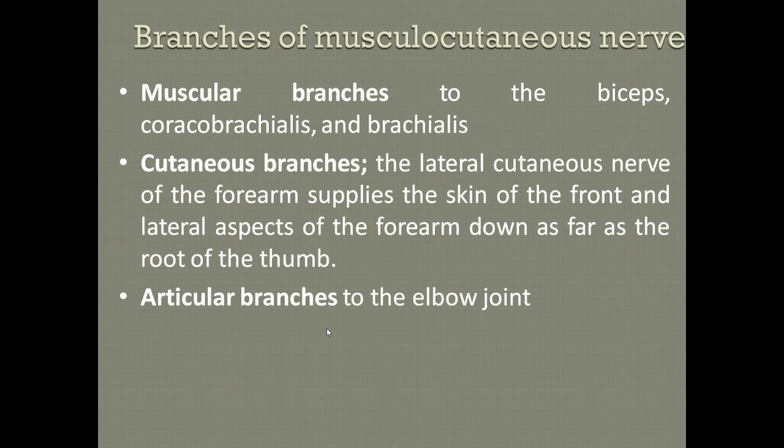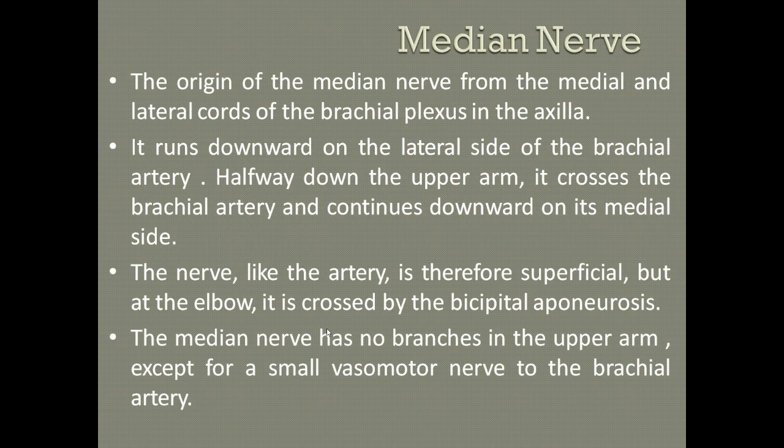Branches of the musculocutaneous nerve: muscular branch, cutaneous branch, and articular branches. Muscular branches will be supplied to the biceps, coracobrachialis, and brachialis muscle, and the cutaneous branch supplies the skin of the front and lateral aspect of the forearm down as far as the root of the thumb. Articular branches go to the elbow joint.